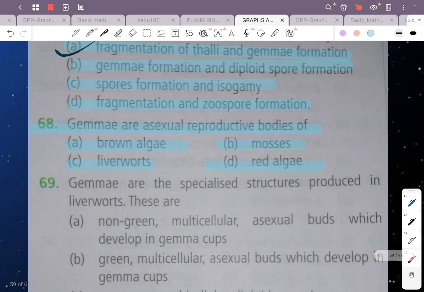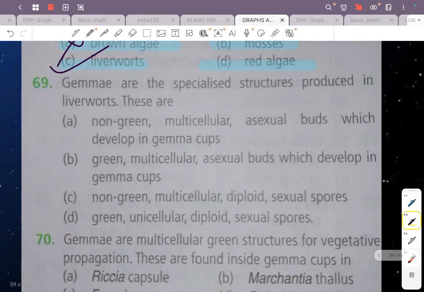Liverworts. Look, in algae there is no concept of gemmae as such. We study gemmae for the first time in bryophytes, and even among bryophytes, we study them under liverworts. A characteristic feature of liverworts is gemma cups. In mosses you won't see any gemmae as such, right? So gemmae are the asexual reproductive bodies of liverworts. Okay, moving on to the next question.